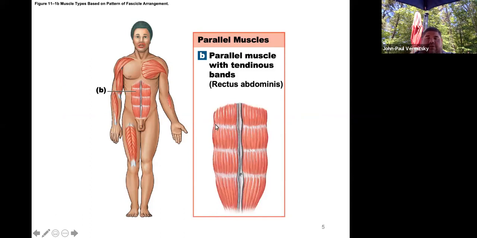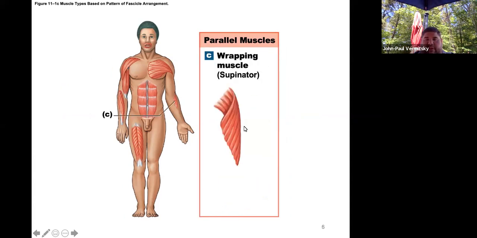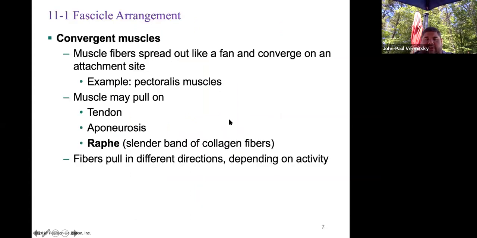Here's another one. This is actually your rectus abdominis muscle, or more commonly referred to as your six-pack abs, and you can see these are also parallel muscles. Here's another one, your biceps here, and you can see these parallel fibers. I'm sorry, this is your supinator muscle, not your biceps. Also parallel fibers there.